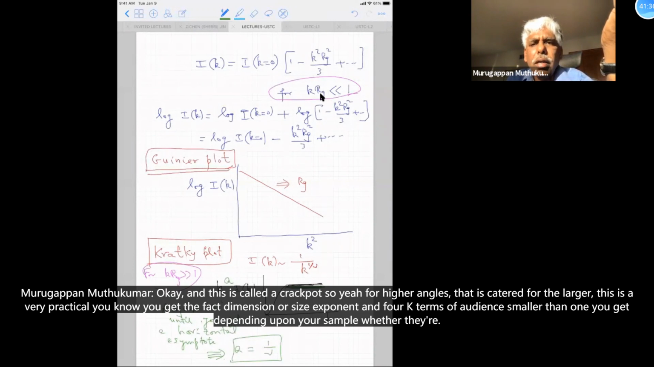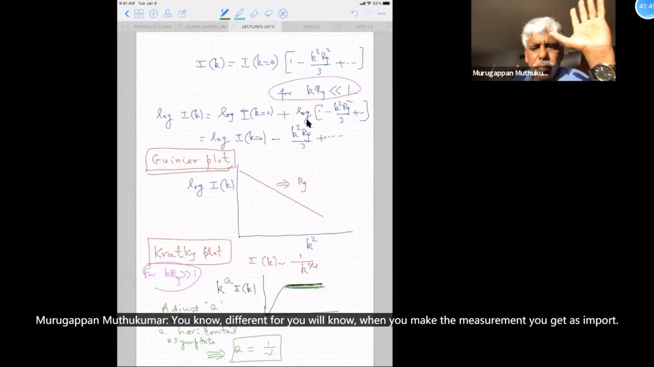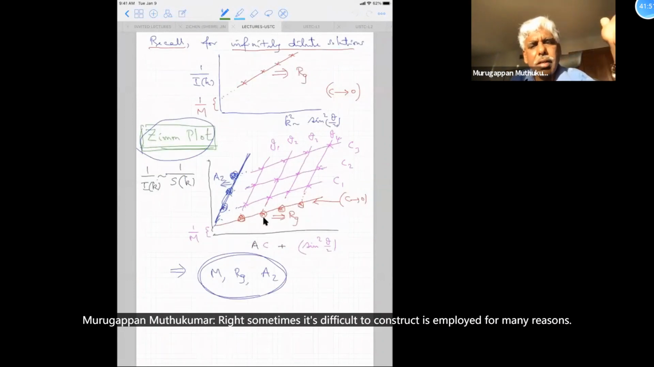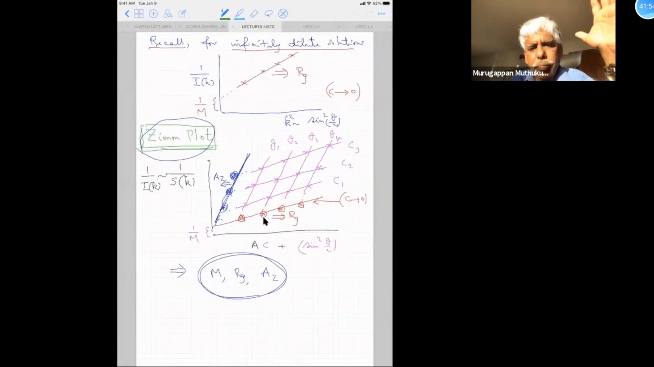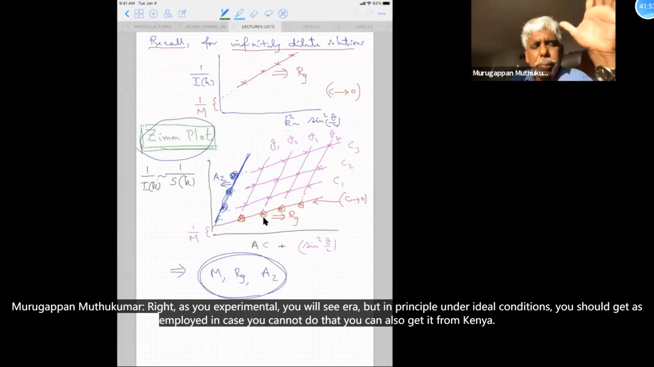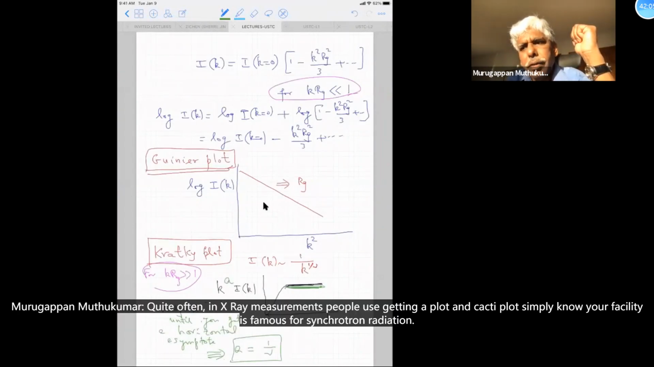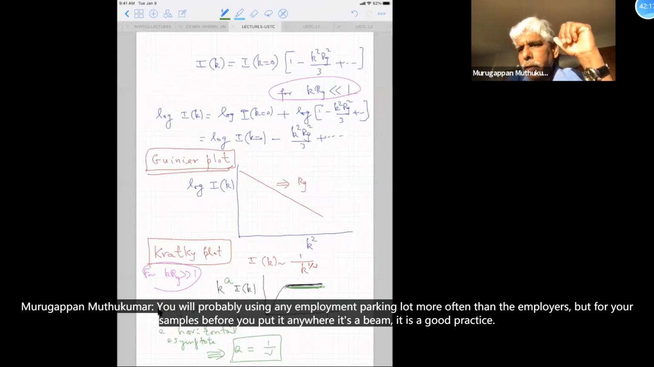And for K times RG smaller than 1, depending upon your sample, you'll know when you make the measurements, you get a Zimm plot. Sometimes it's difficult to construct a Zimm plot for many reasons, as you'll figure out experimentally. But in principle, under ideal conditions, you should get a Zimm plot. In case you cannot do that, you can also get it from the Guinier plot. Quite often in X-ray measurements, people use Guinier plot and Kratky plot. Since your facility is famous for synchrotron radiation, you will probably use Guinier plot and Kratky plot more often than Zimm plot.